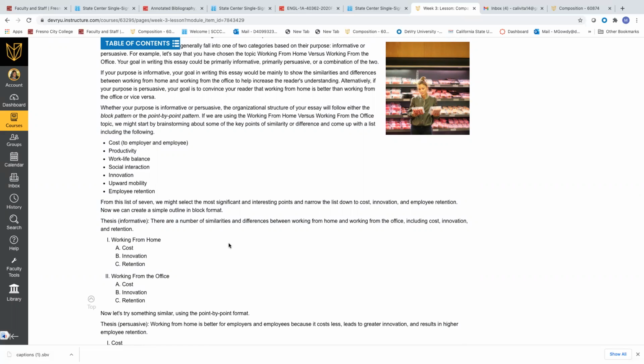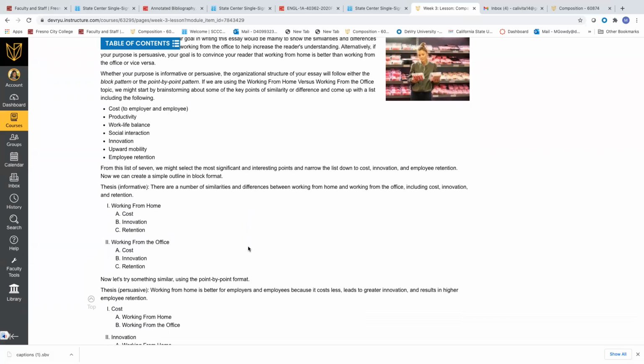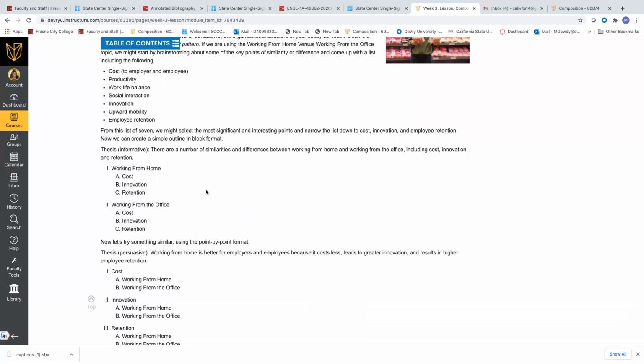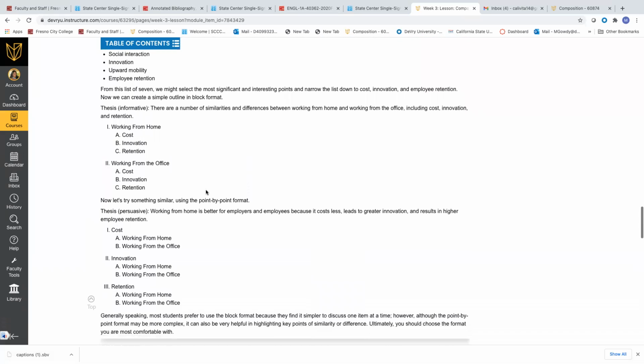Now we have a simple outline, and we can go ahead and make our informative thesis, which could be something like this. There are a number of similarities and differences between working from home and working from the office, including cost, innovation, and retention. And then you just go ahead and form your outline accordingly.